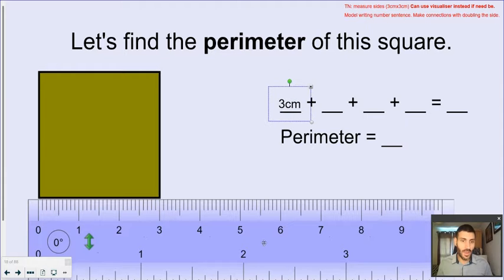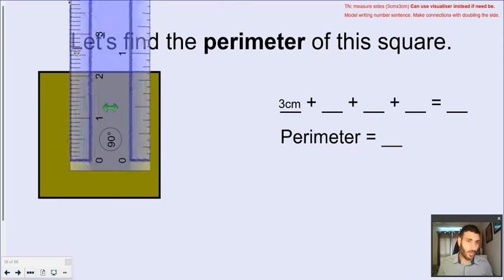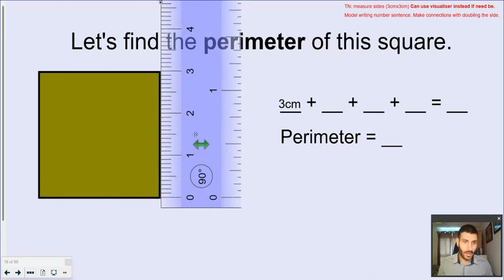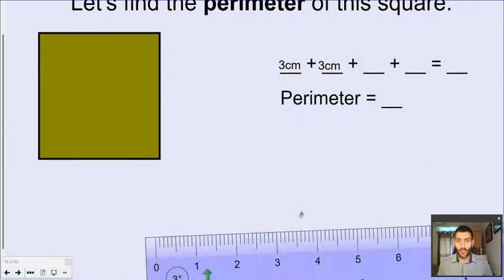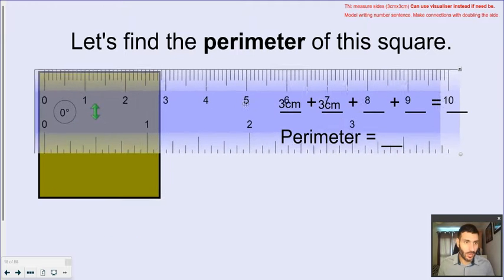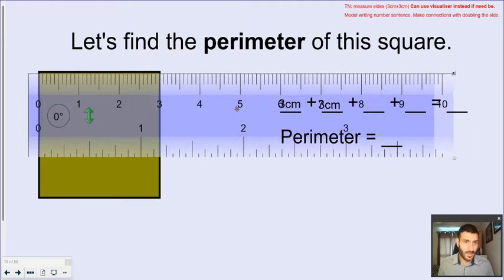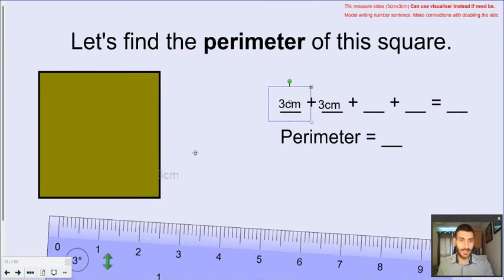And I know it's a square, everyone, so I should know what the other sides are. So I'm going to measure that. That's another 3 centimeters. With this software, I'm holding Control and I'm dragging it, so I can do that very quickly without having to write and take up more time. I really like working with technology. I think it just makes a whole lot of sense. So 3 centimeters there.